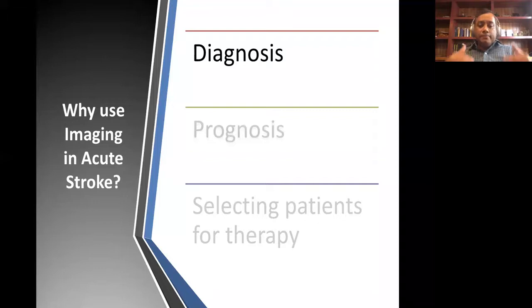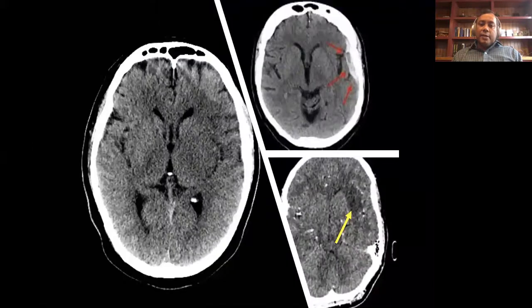Now, we all know that we need to do imaging in acute stroke, but the question is why? And there are three simple reasons. One is to obtain a diagnosis. You could have an ischemic stroke, as you see in this picture here, but you could also have a hemorrhage. Could be a subdural, extradural, could be a tumor. So imaging is important. Not all acute stroke clinical presentations are strokes.